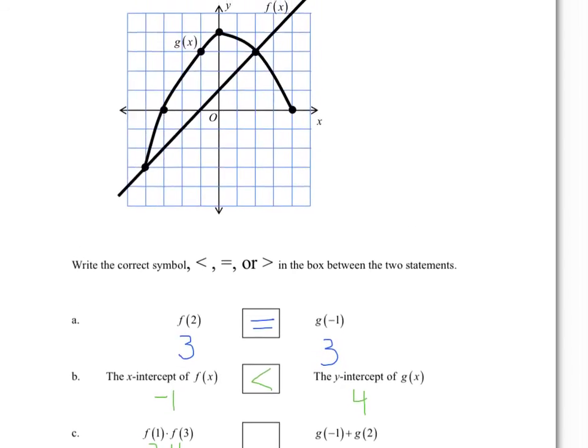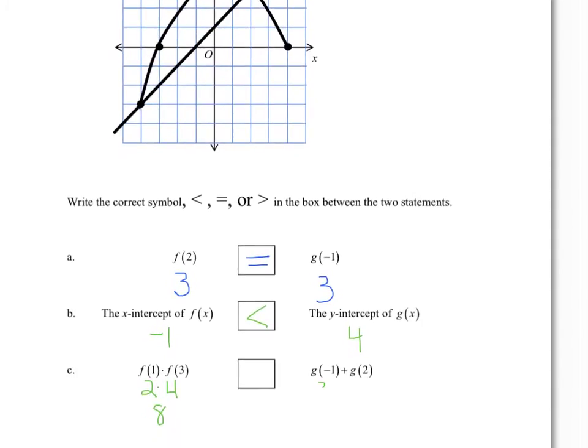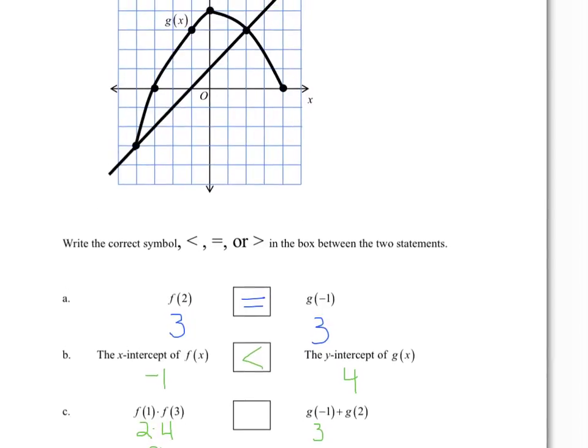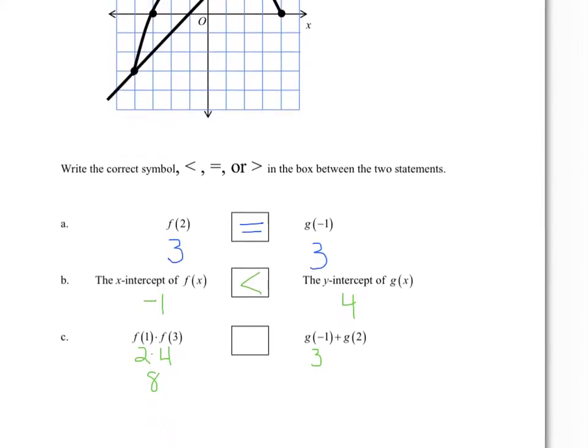Next we have g of negative 1. G of negative 1 is 1, 2, 3. So I'm going to write that. That's 3. And then I need to find g of 2, which is going to be 1, 2, 3. So it's going to be 3. And 3 plus 3 is 6. So which one is larger? 8 or 6? 8 is larger, so therefore f of 1 times f of 3 is going to be greater than g of negative 1 plus g of 2.